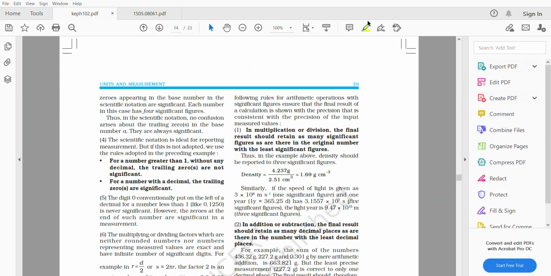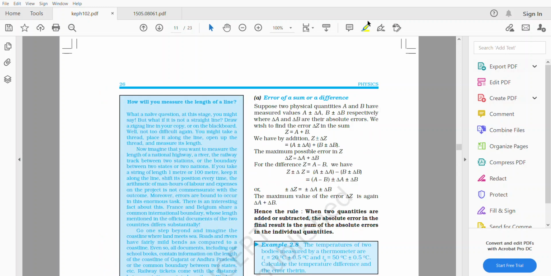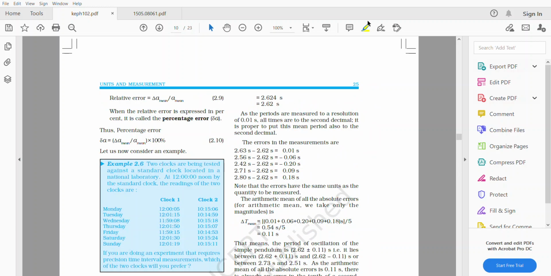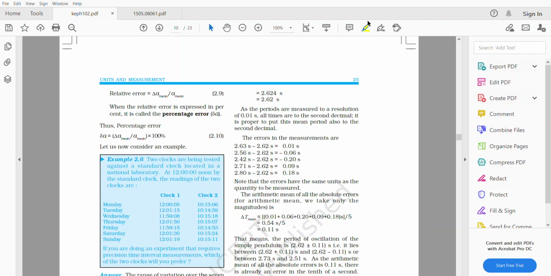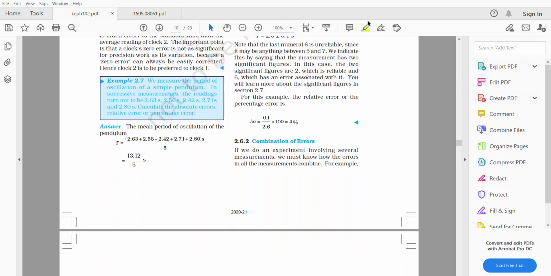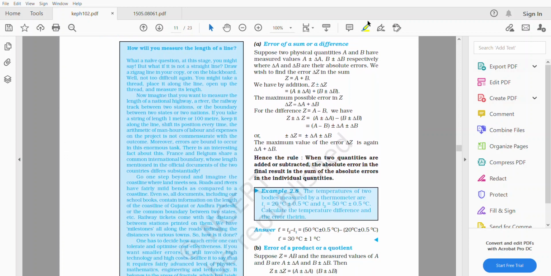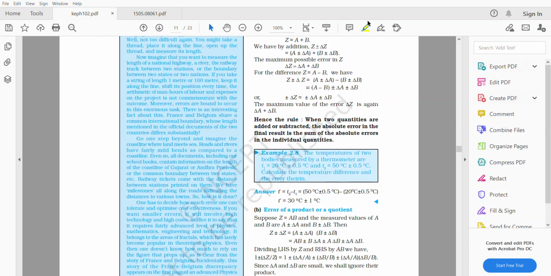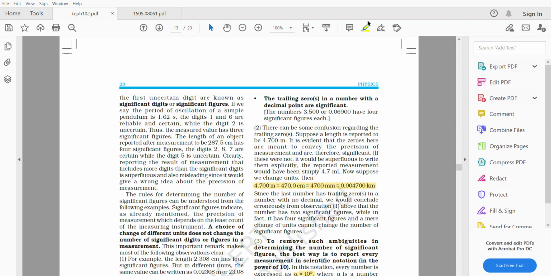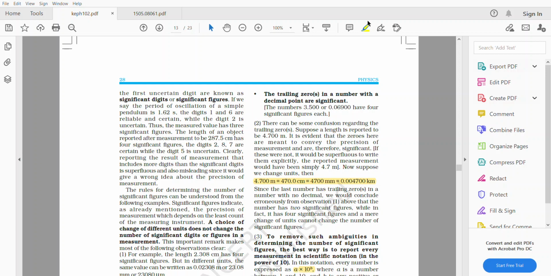Now the next most important part of this chapter is error analysis. I have already done a very detailed video on error analysis. So if any of you want to check it out, you can find it on my channel. The other important concept introduced in this chapter is that of significant figures. It shows the precision and the accuracy of a certain measurement.